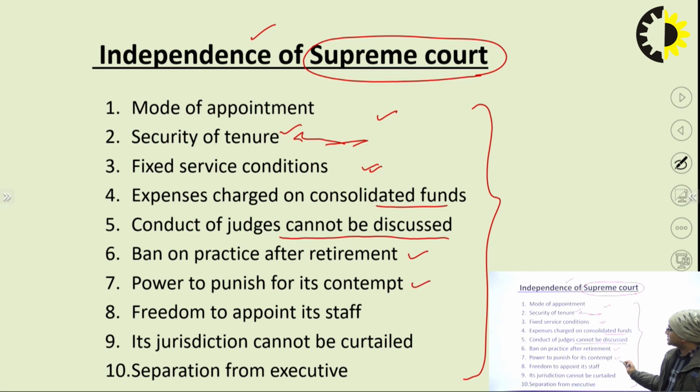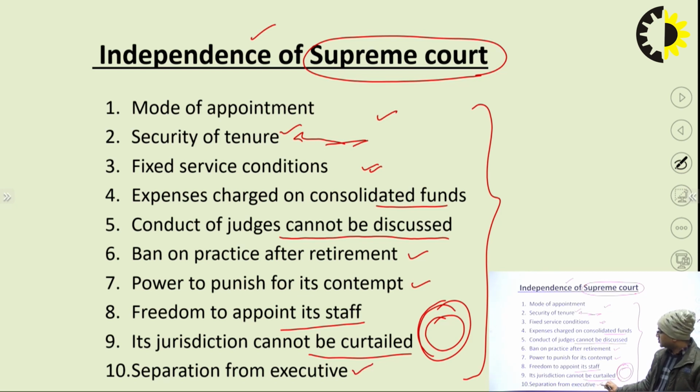Then the power to punish for contempt is an important thing. They also have the power that if any party is found in contempt of court, the court is given such power. Freedom to appoint its staff is another important thing, because otherwise, if it is unable to appoint its own staff, there is a possibility that the executive branch may influence it. Its jurisdiction cannot be curtailed, another important thing, because the judiciary's area cannot be curtailed by the executive or legislature.